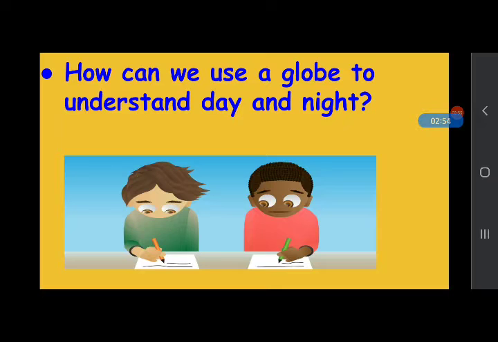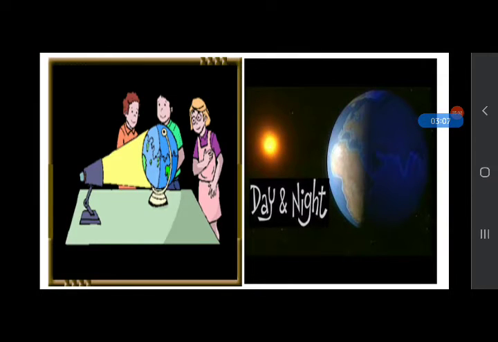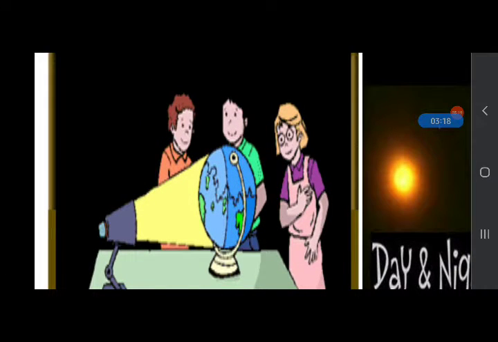Now answer, how can we use a globe to understand day and night? You can answer to the people around you or you can answer by yourself. We know a globe can be used to understand the rotation of the earth. If we take a globe into a dark room, like in this picture you can see, and point a torch on it, we will see that the part where the light falls is lit.